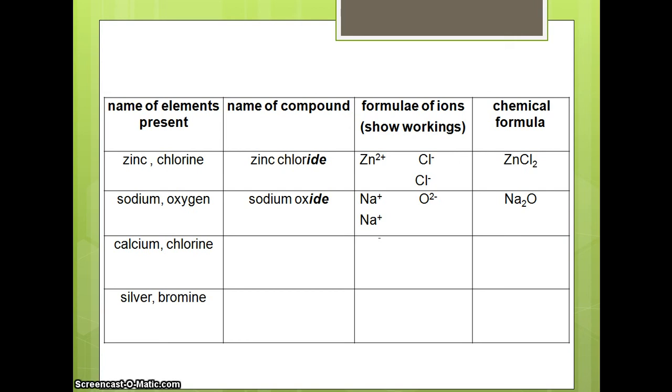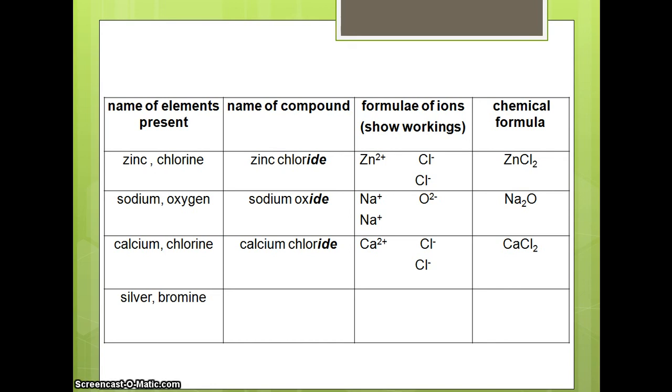In the next example, you have your calcium and your chlorine. What will be the name of the compound that's formed between your calcium and your chlorine? It is actually your calcium chloride. What are the formula of the ions in calcium chloride? They are your calcium ion Ca2+ and your chloride ion Cl-. Now after balancing the charges, we write down the chemical formula for calcium chloride, which is CaCl2.